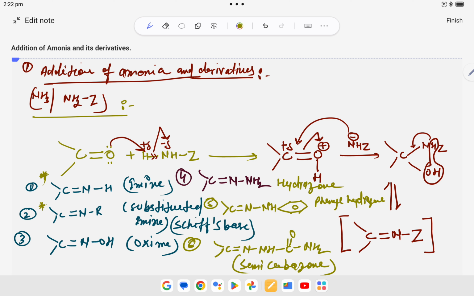Okay, one more is there, I forgot actually, number 7 I am writing here. Double bond N, NH, here NO2, and here NO2, 2,4-dinitrophenylhydrazone. So that's all about the addition of ammonia and its derivative.